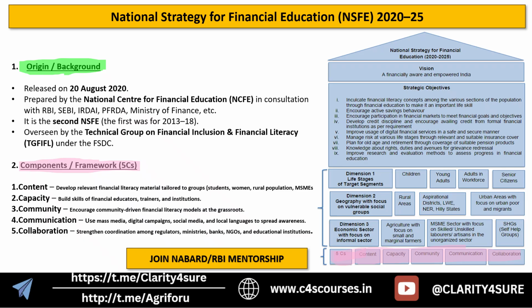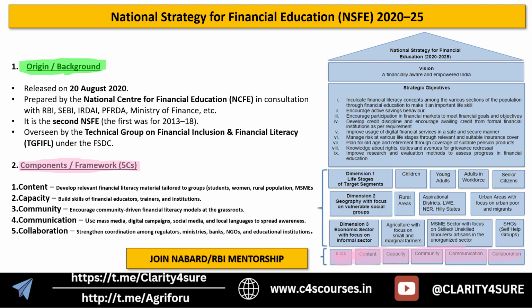So the previous one, the FAME, and this both go hand in hand. Okay, and they have five important components and three dimensions. Dimension one will be life stages of target segment. So who all should be targeted. Dimension two is the geography with focus on vulnerable social groups, and dimension three is the economic sector with focus on informal sector. Okay, so please take a screenshot of this particular image. So this is all about this national strategy for financial education.